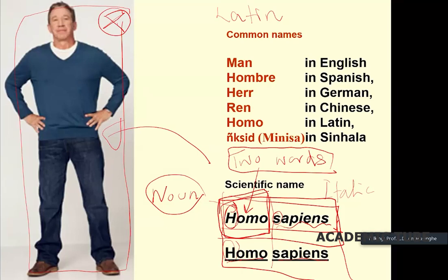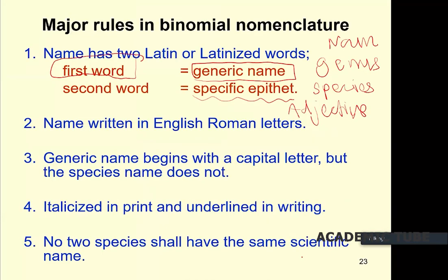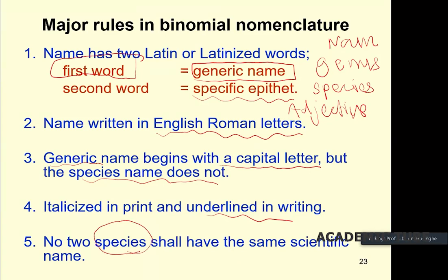It is a formal thing you have to remember from your year 1 throughout your study in the university as well as after. So it is in English Roman letters, the generic name begins with a capital letter, and the species name does not have a capital letter. If it is handwritten, you should underline the words. Also, the name for one particular species does not repeat for another species, meaning two species do not get the same scientific name.